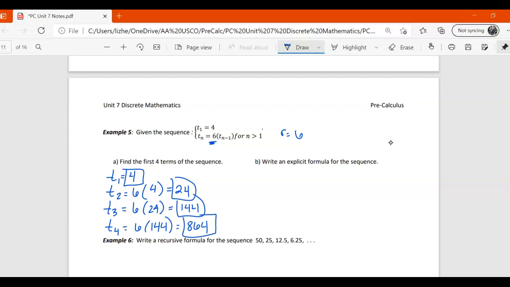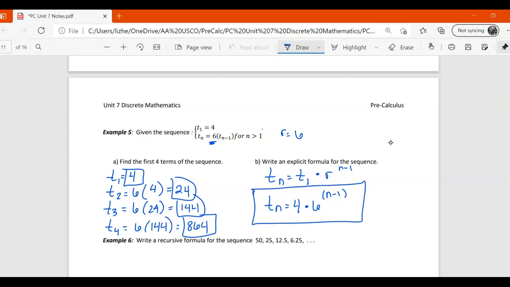Write an explicit formula for the sequence. Well, our explicit formula is going to be Tn equals the first term times r to the n minus 1. And so we can say Tn equals, my first term is 4 times r, which is 6, to the n minus 1. And there is the explicit formula.